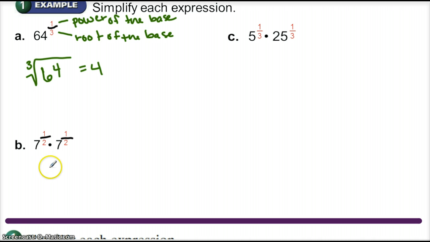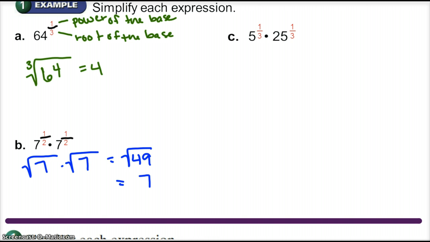Coming down here to part B, we have 7 to the 1/2, so that's the square root of 7 to the first power times the square root of 7 to the first power. Well, square root of 7 times the square root of 7 is the square root of 49. The square root of 49 is just 7.